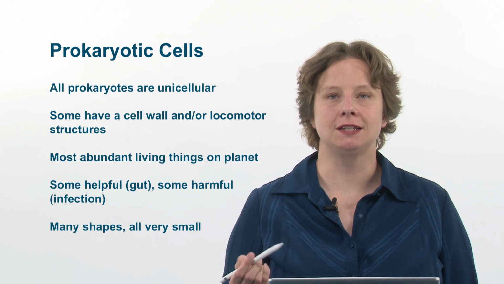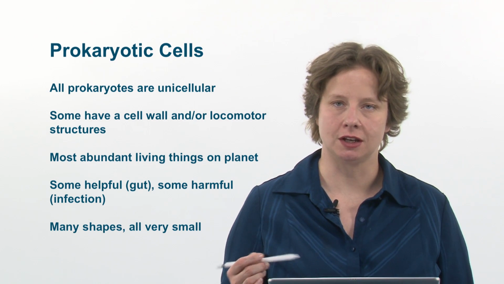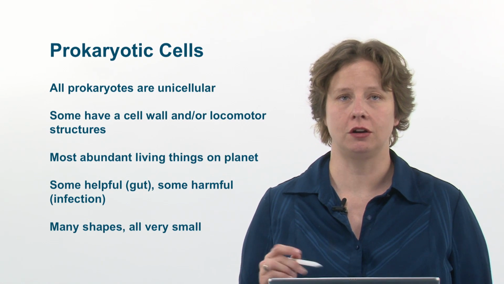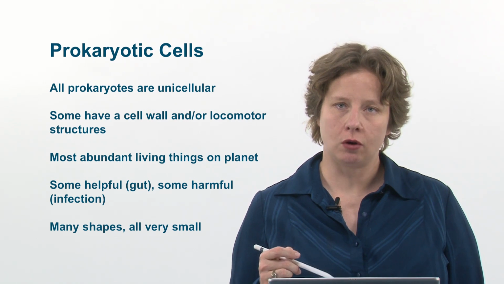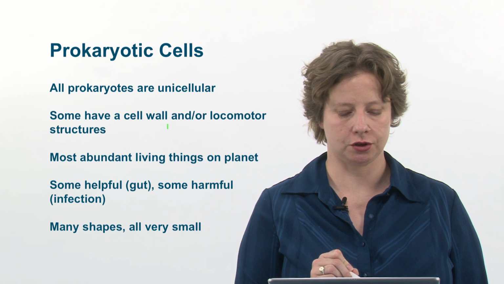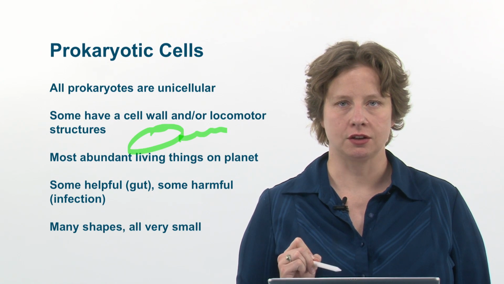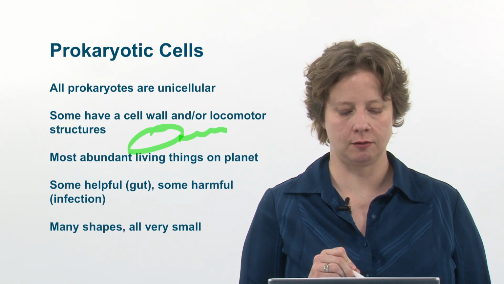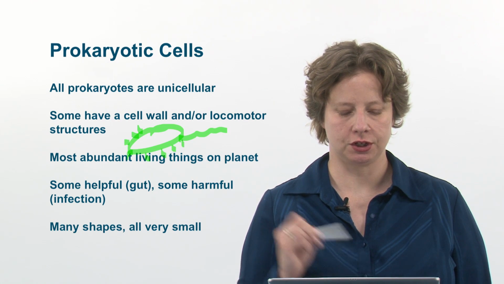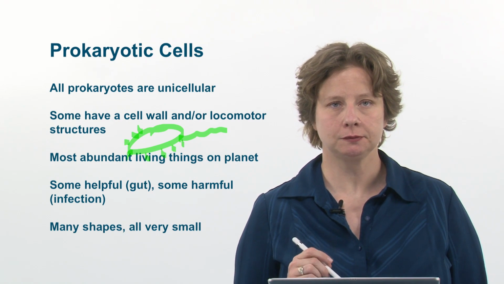So all prokaryotic cells are unicellular. That means that all prokaryotic organisms are unicellular. Some have a cell wall, some of them have locomotor structures, and so that would be something like a squiggle here, which is called a flagellum, or some little structures here that could be cilia.